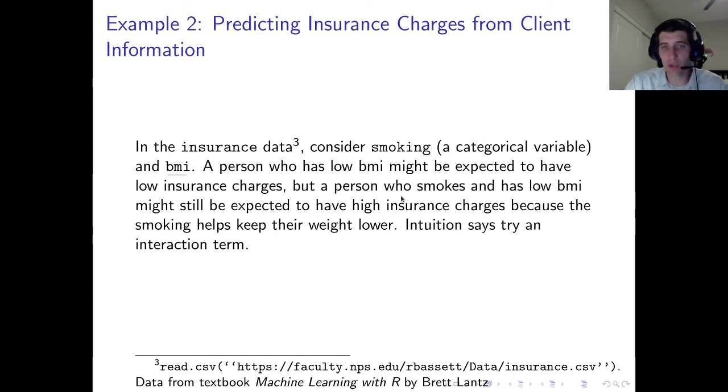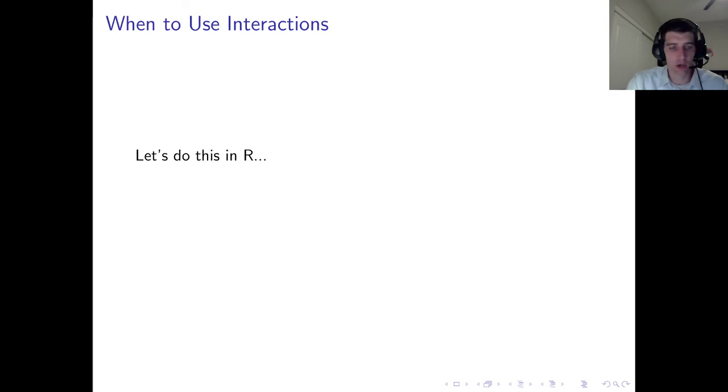So in that sense, knowing that a person has low BMI, the relationship with the variable that I want to predict, that is the insurance charges, is different when I know that the person smokes, right? And so my intuition says try an interaction term here, because the relationship with low BMI is changing given the information that the person smokes. So these are just two examples of how I asked that question: is an interaction term useful here? Okay, so let's do this in R.